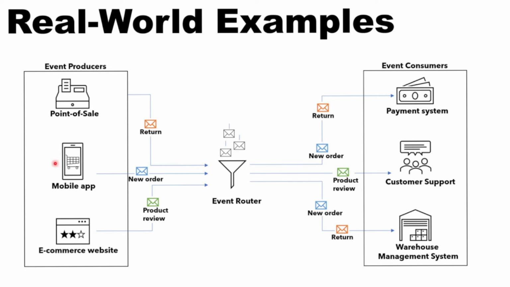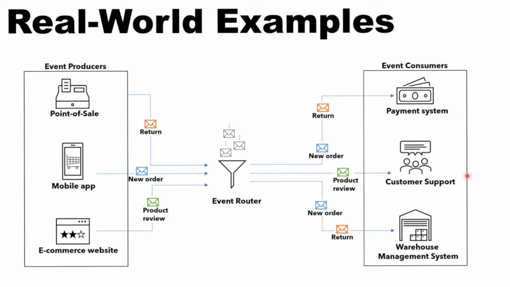If somebody else goes to the mobile app and purchases something, we have a new order event generated that goes down to the event router. And then if we have an e-commerce website user who goes and writes a review about the product that they purchased, we have a product review. So all of those events that are being generated here, they're unrelated, done by unrelated people, and they go down the event router, which ingests the events.